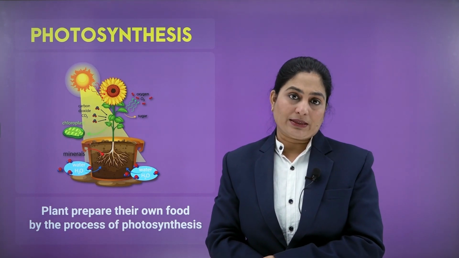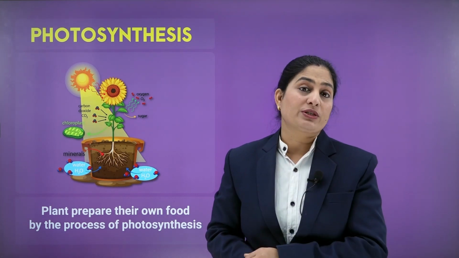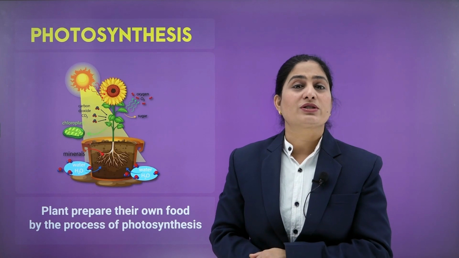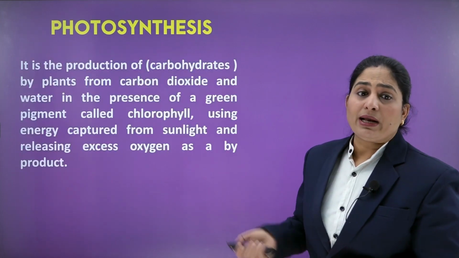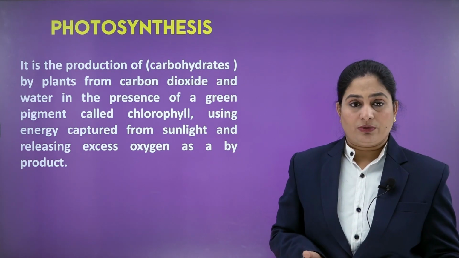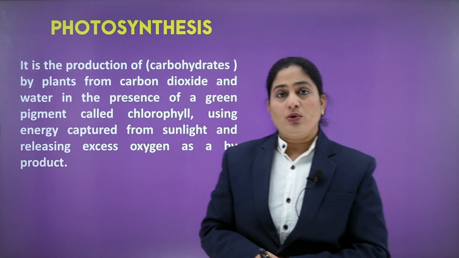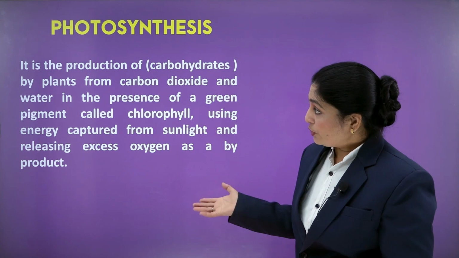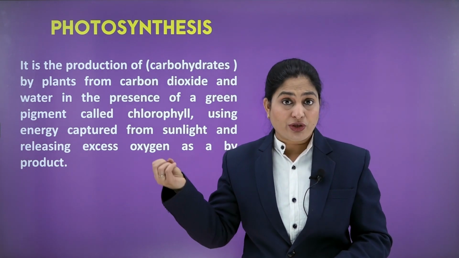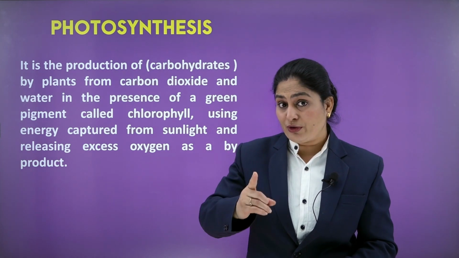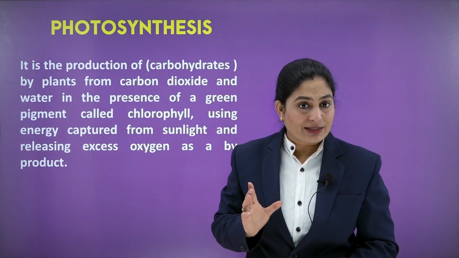This is how the glucose in the form of food is formed, and it gets stored in plants. It may be stored in fruits, in roots, in stem, anywhere in the plant, in the edible part also. So now we can conclude that photosynthesis is nothing but the production or formation of carbohydrate in the form of glucose by plants.